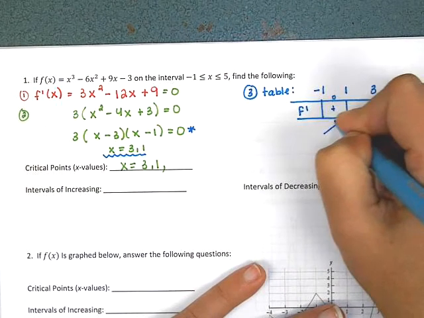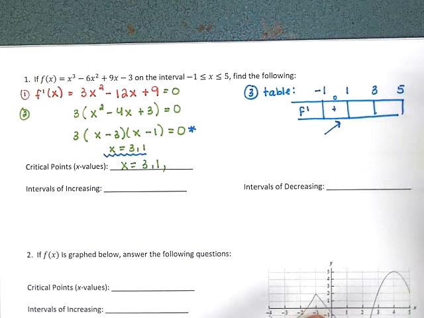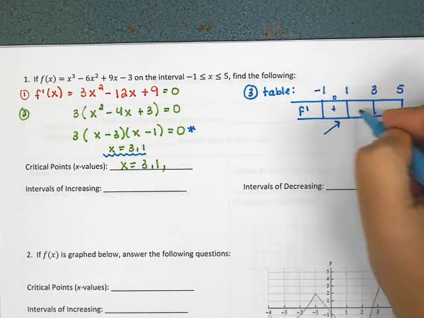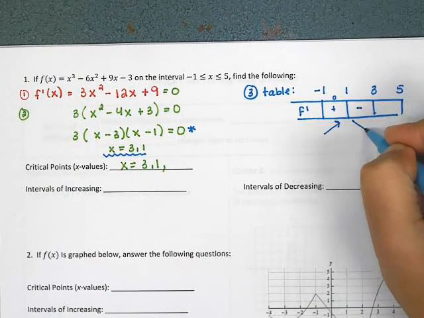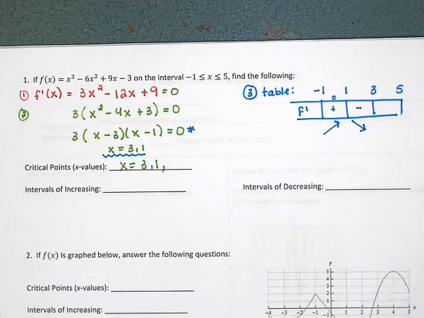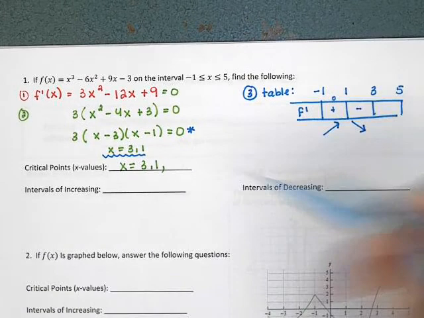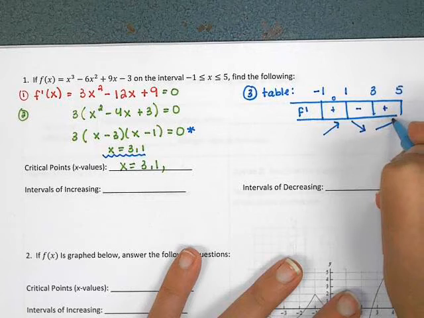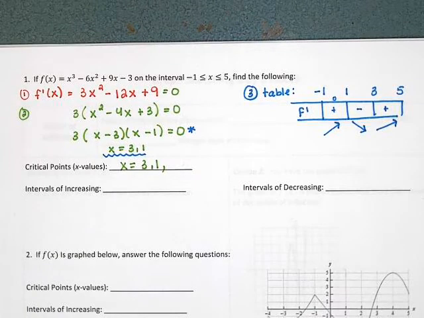I'm going uphill. Between 1 and 3, like for example the number 2, negative, positive, a negative and a positive makes a negative. I'm going downhill for that part of the graph. And then between 3 and 5, like 4, positive, positive, positive times a positive makes a positive. So I'm going uphill for that part of the graph.